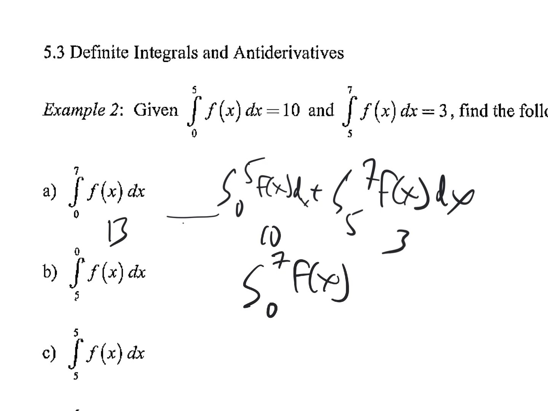This says 5 to 0. Now what's happening is, and this is the first time you've seen this, the B number is bigger than the A number. So what we can do is reverse the order of those bounds. And what that does is, here, just a minute.